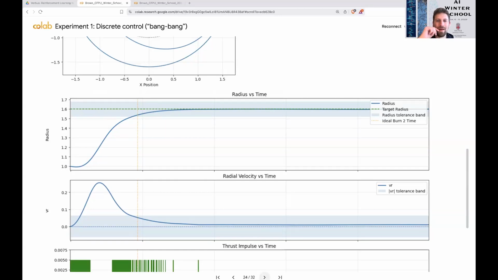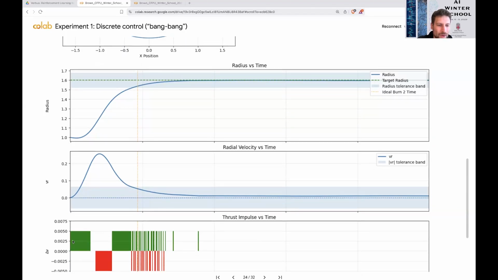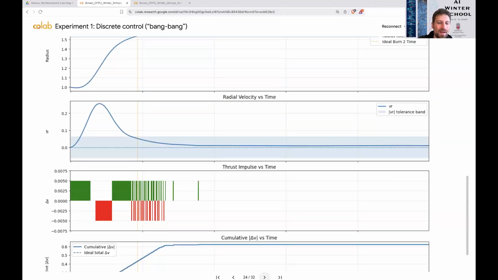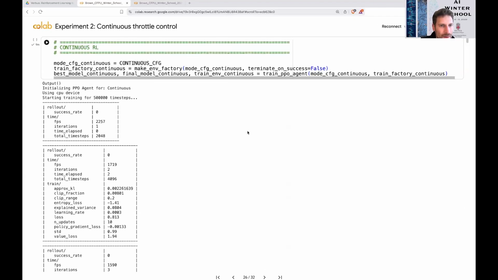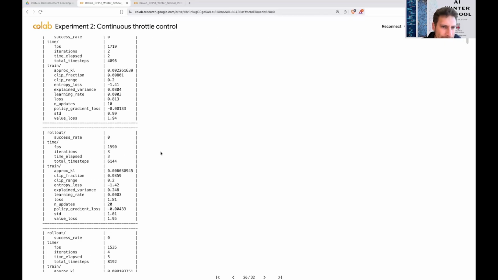So one thing that we want to do is see, can we do better if we allow the agent to learn how big of a burn to do? That's where the continuous case comes in. This is a more complex learning problem because it's not just on or off, or prograde, retrograde, but it's continuous, and it's how much we want to throttle up or throttle down, and that's determined by a float. We see the same thing. I actually trained it for a little bit longer. I think we did 300,000 time steps last time. We did 500,000 for the continuous.